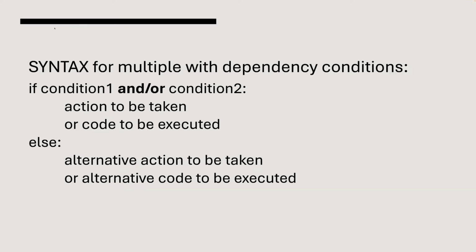The syntax to declare multiple conditions with dependency is: if condition 1 and condition 2, a block of code. That means if conditions 1 and 2 are both true, then only the block will be executed. Or there is another connector, that is condition 1 or condition 2. So here, if condition 1 or condition 2 is true, the block is executed. If not, the else block will be executed.